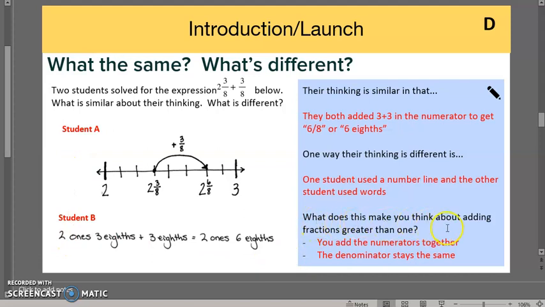What does this make you think about adding fractions greater than 1? We notice here that you add the numerators together, the denominator stays the same.